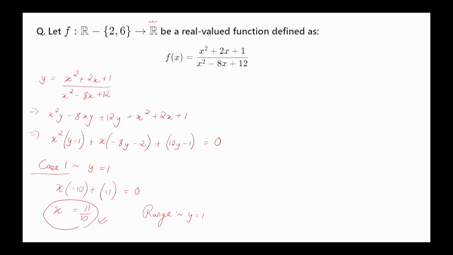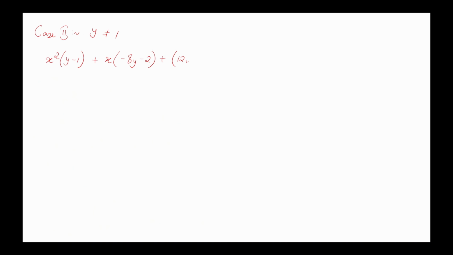Now what I'll do is I'll take my second case, case 2, where y is not equal to 1. So what was the equation that I had? x square into (y minus 1) plus x times (minus 8y minus 2) plus (12y minus 1) is equal to 0.